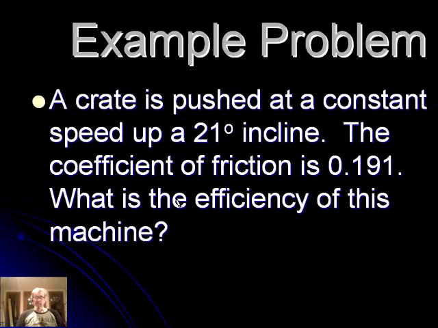Let's do an example problem with a machine. It's a very simple machine. It's just an incline, a slope, a ramp. And the question is, if you have a 21-degree incline, you're pushing this thing at constant speed up the ramp, what is the efficiency? And the coefficient of friction is given as 0.191. What's the efficiency of the machine?